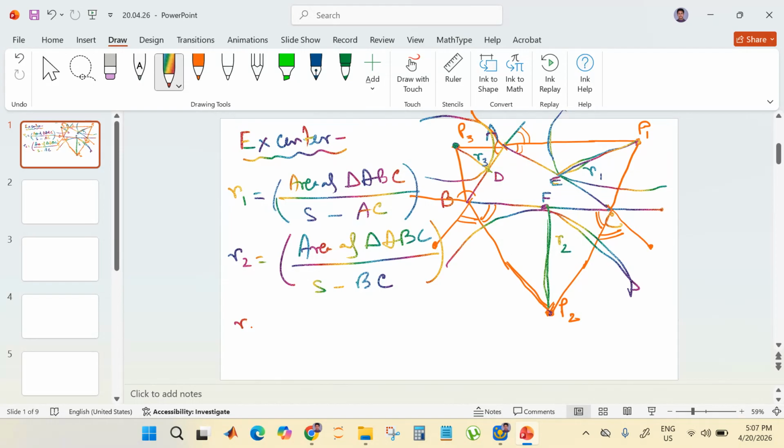Okay, and R3, what is R3? Area of triangle ABC, that is, I have to find the triangle area divided by S minus AB. Okay, this is the formula. AC, BC, and AB. That is three sides you have to know. Then you can find easily the radius.